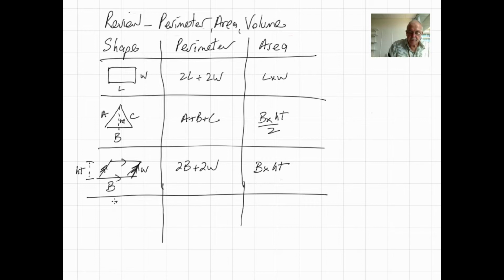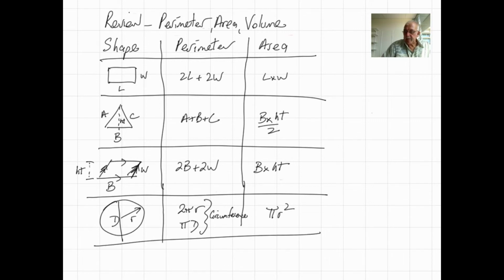And circles. We've got the perimeter, commonly called the circumference, and that's equal to 2 pi r or pi d. So instead of calling it perimeter, we call it circumference. And over here, area equals pi r squared, radius squared.